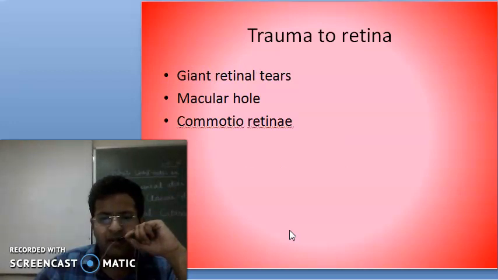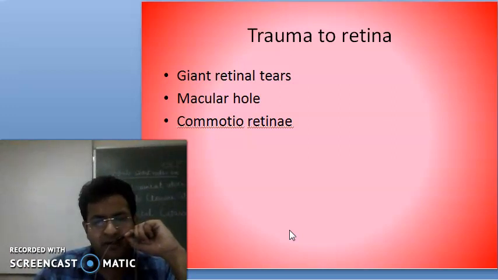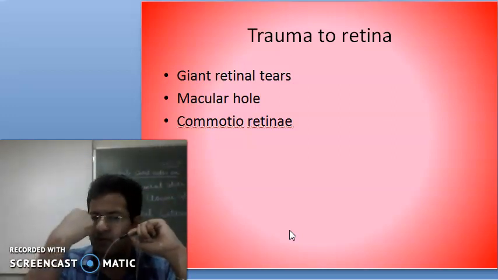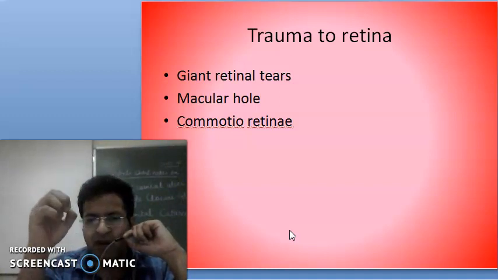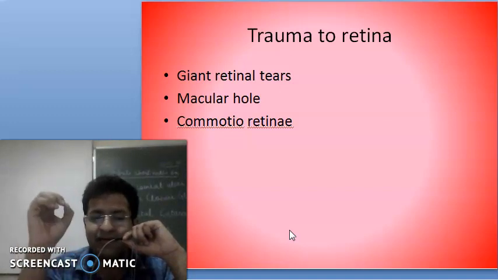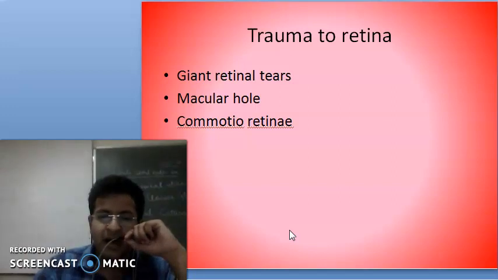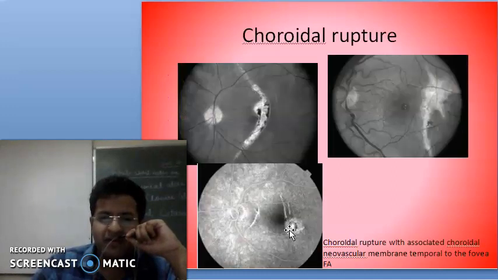And next we come to trauma to the retina. How is the retina affected because of the trauma? There can be many tears or holes in the retina due to the trauma. Either blunt or penetrating will surely cause a break in the retina. A macular hole may result because of the blunt trauma, because of the concussion, and commotio retinae may occur. What is commotio retinae? It is the edema of the outer retinal layers because of a blunt trauma, and it gives a picture of a cherry red spot in the retina, and it resolves spontaneously.